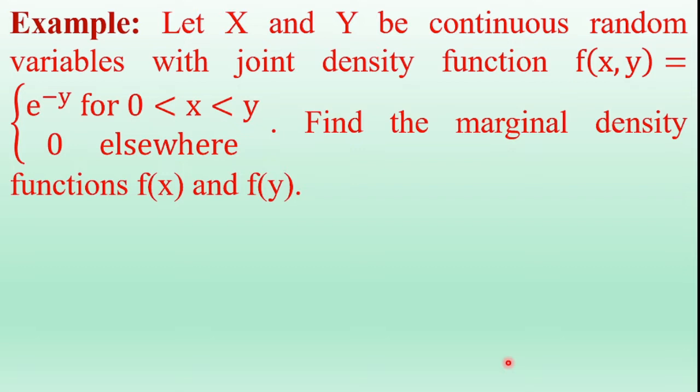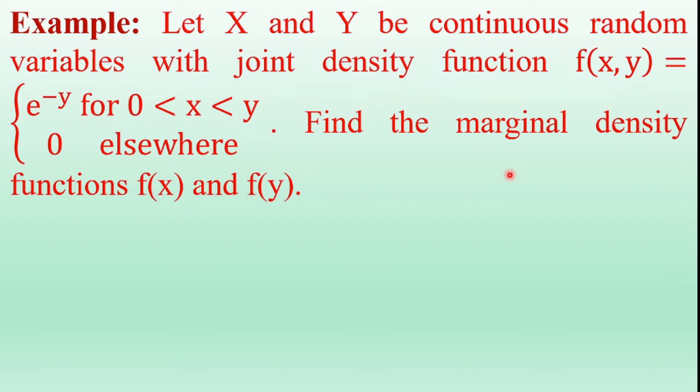In this video, I am going to discuss an example of marginal density functions. The example is: let X and Y be continuous random variables with the joint density function f(x, y) equal to e power minus y for 0 less than x less than y, and f(x, y) is 0 elsewhere. Find the marginal density functions f(x) and f(y).